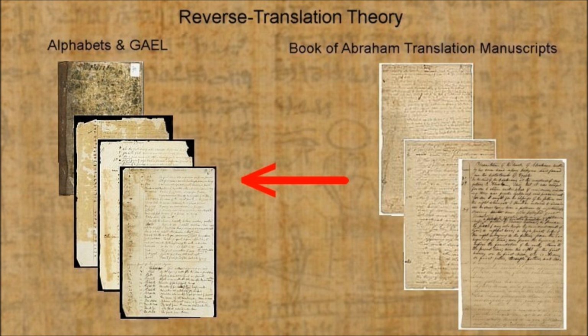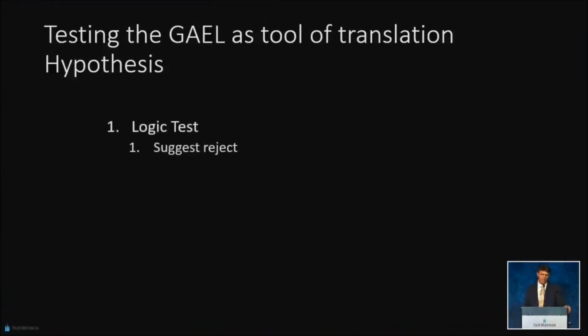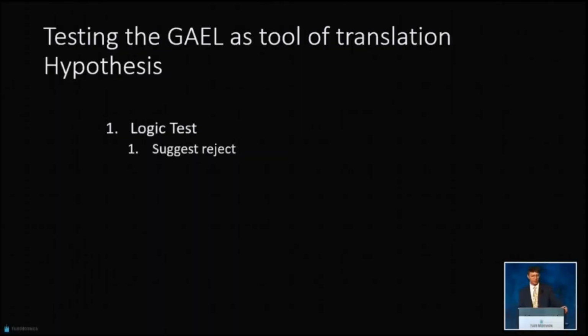He has even argued that the underwater character was copied from the margins of the translation manuscripts into the alphabets and Gale, but has given us no explanation for why the majority of other characters were ignored, if they were indeed reverse engineering Joseph Smith's translation. So to summarize, with the logic test, we reject that the grammar and alphabet was used as a tool of translation. Because the alphabets and Gale are primarily not about the Book of Abraham, at least not directly, they do not violate Muhlestein's logic test.